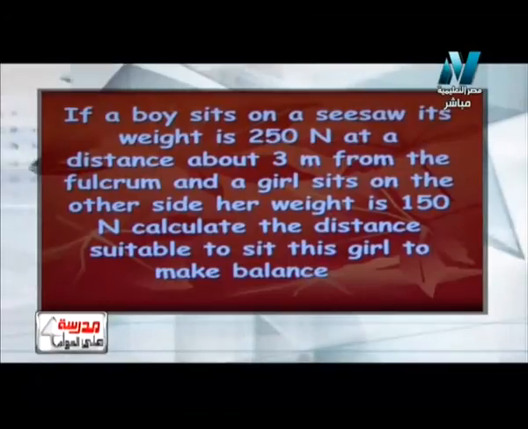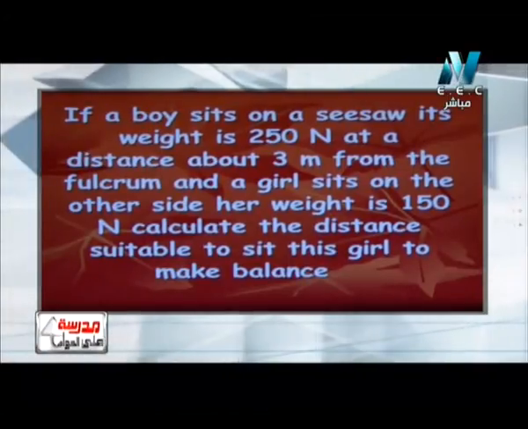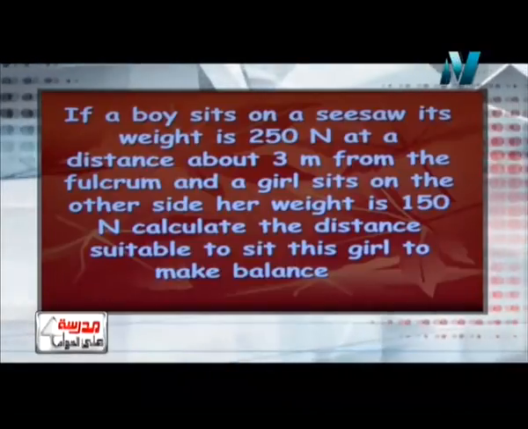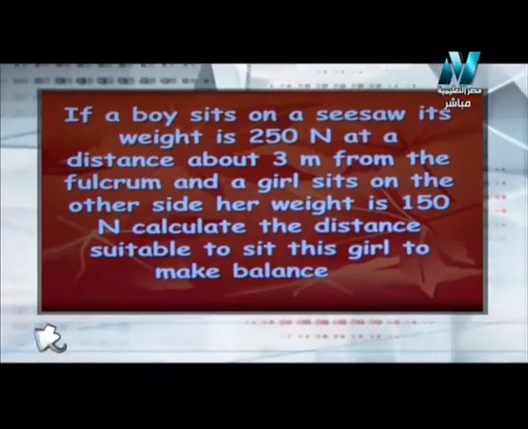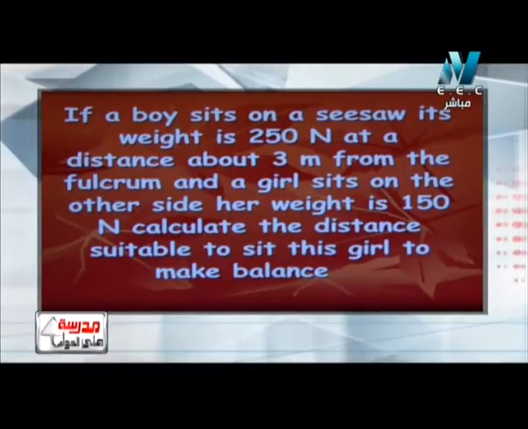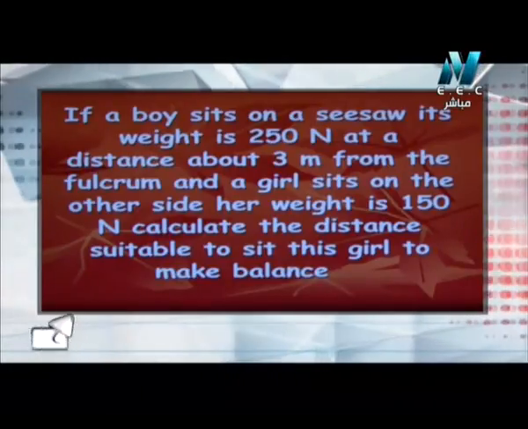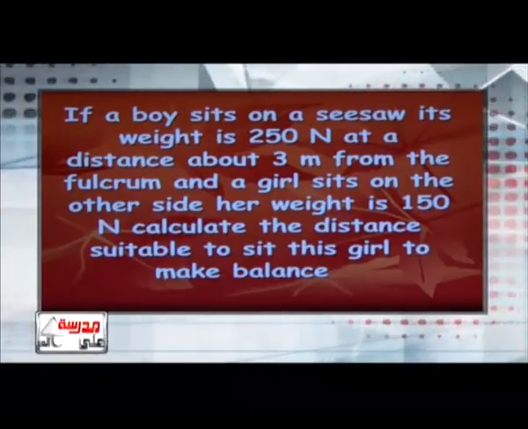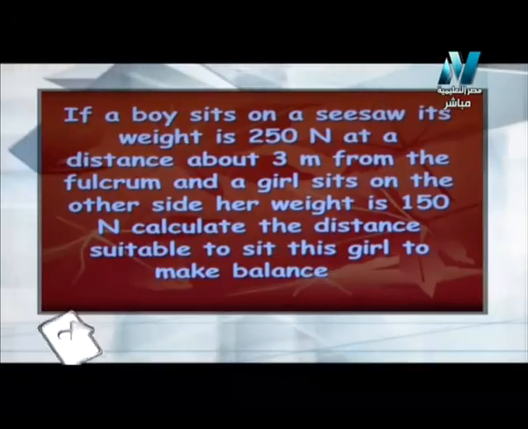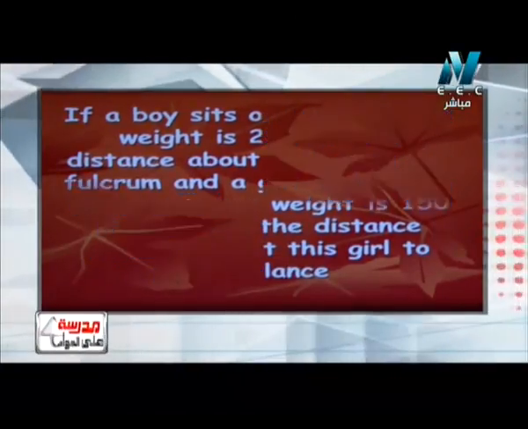Let's see together what the question says. If a boy sits on a seesaw, its weight is 250 Newton, and at a distance about 3 meters from the fulcrum, and the girl sits on the other side, her weight is 150 Newton. Calculate the distance suitable to sit this girl to make the balance. So now let's see the answer.